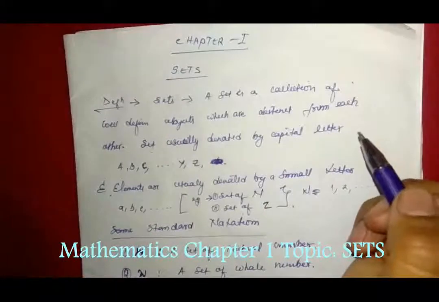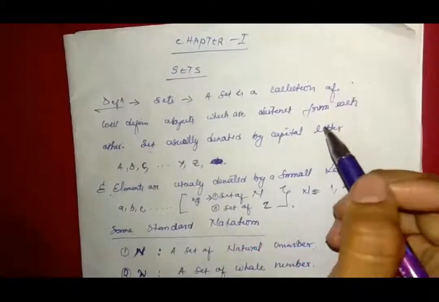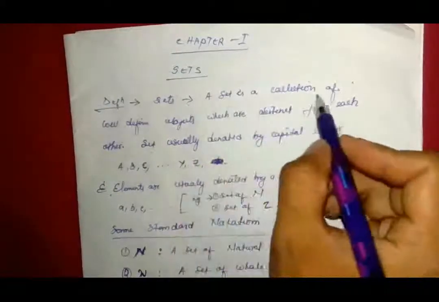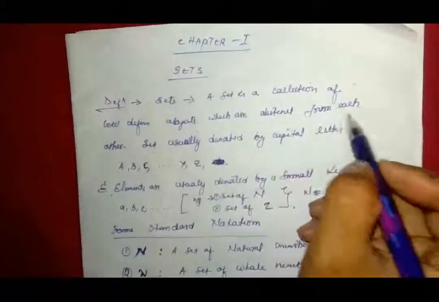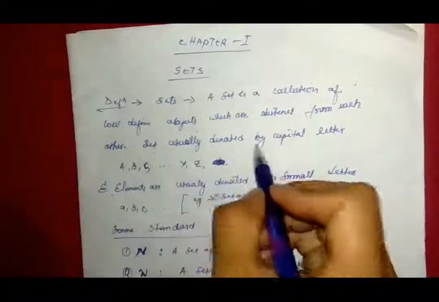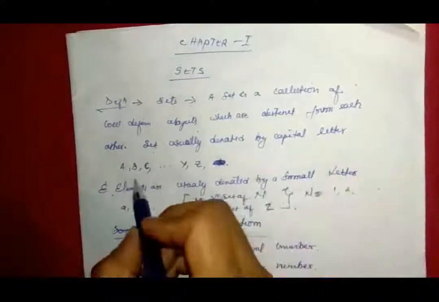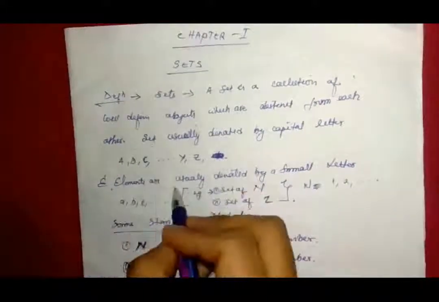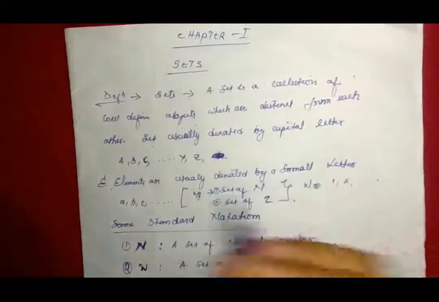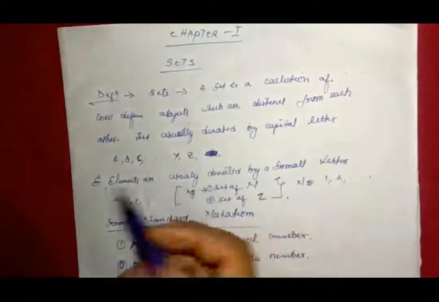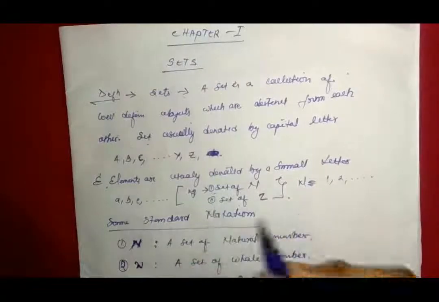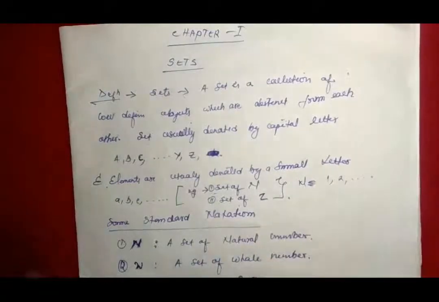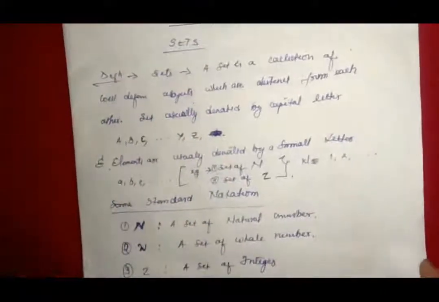Basically, a set is a collection of things. By definition, a set is a collection of well-defined objects which are distinct from each other. A set is usually denoted by capital letters, that is A, B, C, and so on, and elements are usually denoted by small letters, that is a, b, c, and so on. For example, a set of natural numbers or a set of integers. Those are examples of sets.